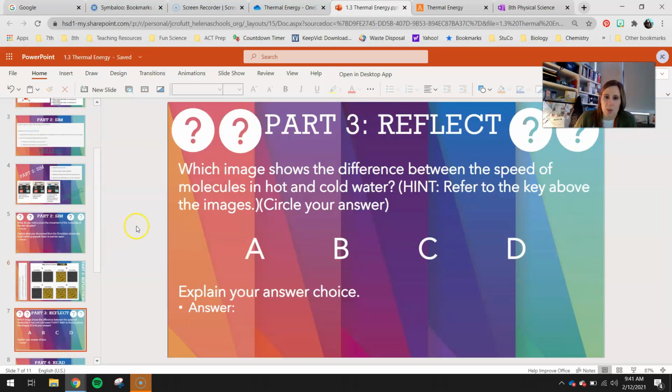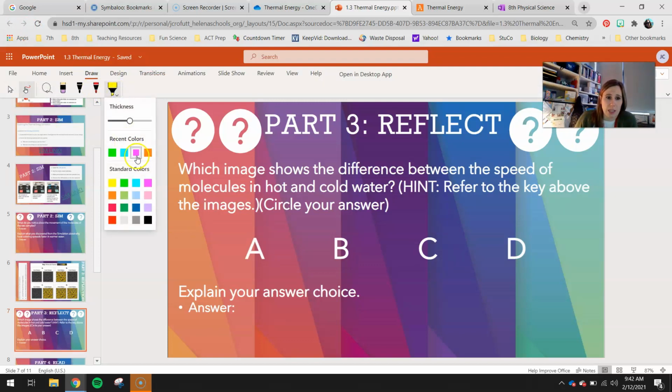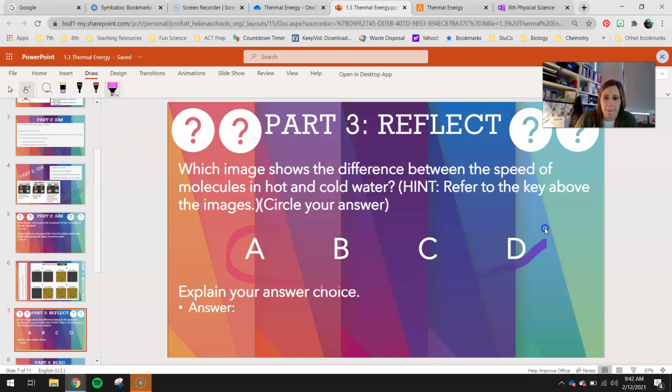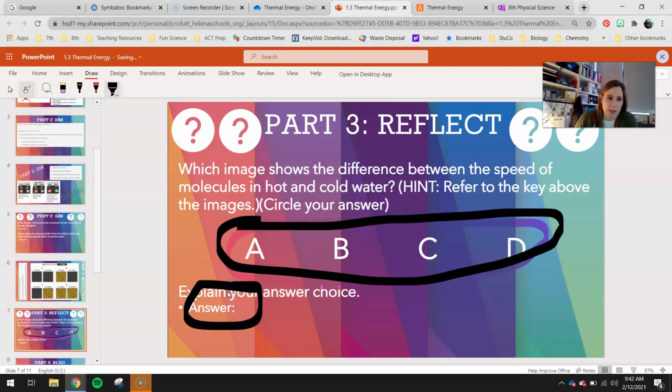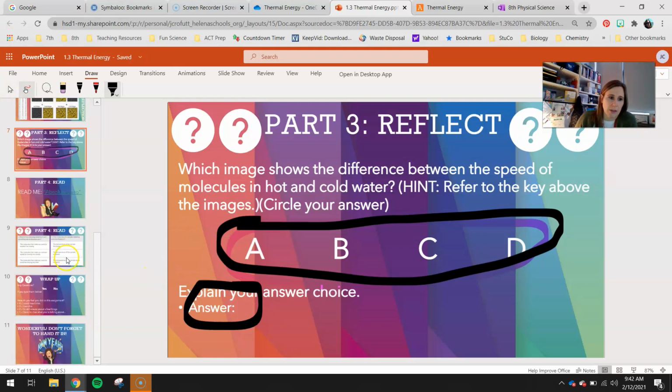Okay, so answer, which image shows the difference between the speed of molecules in hot and cold water? So which is the correct image? Go up to draw, use your draw tool to choose A, B, C, or D. You guys might need to use a better color than that. There we go. So circle A, B, C, or D on those, and then explain your choice here. So type and click and write your choice in there.